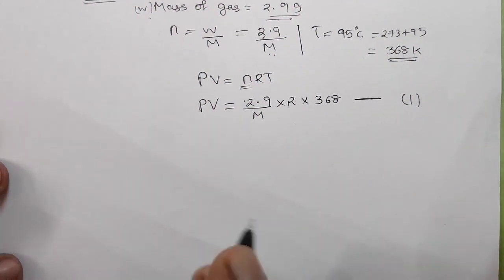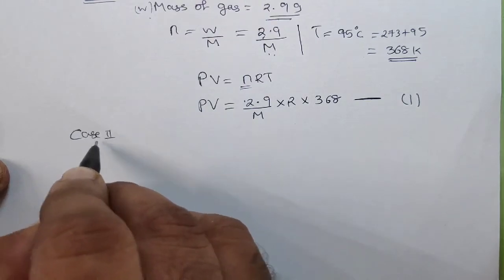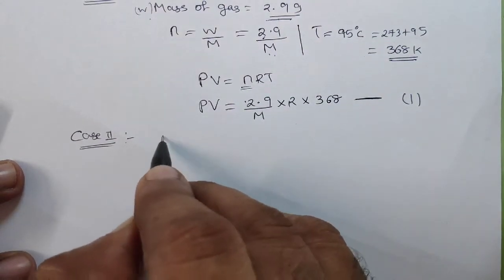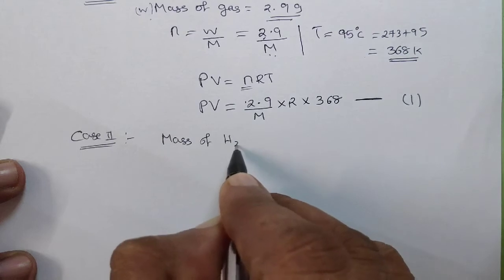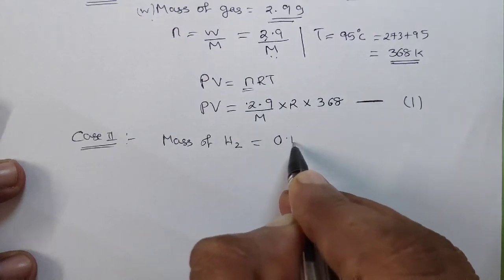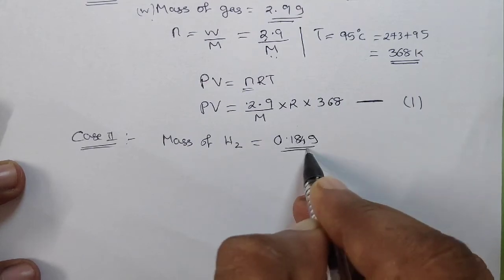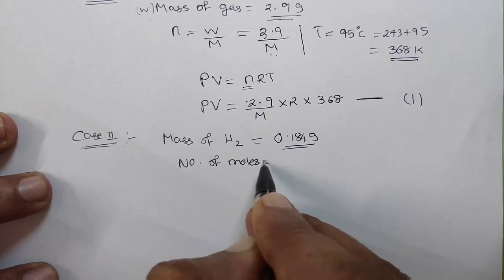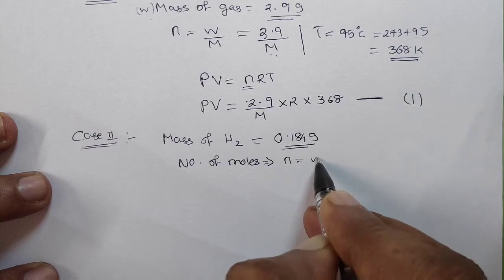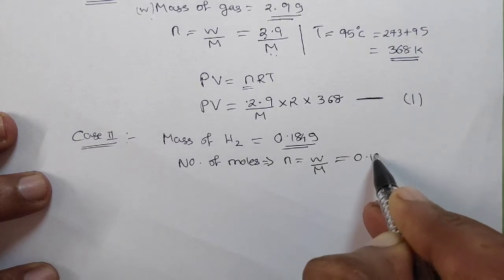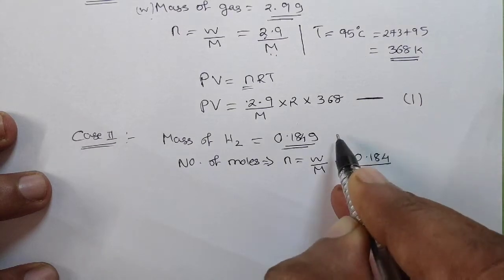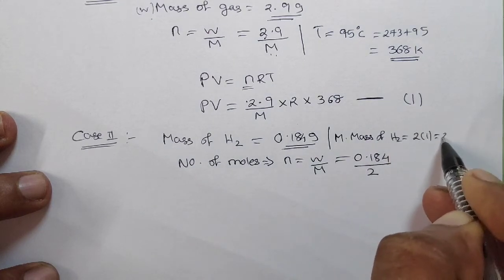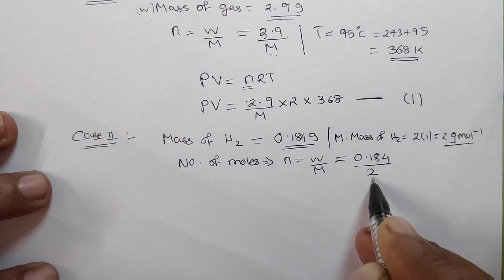This I will give as equation 1. Right? Now the second, case 2. When we talk about case 2, here what we remember: same volume, same pressure. So for case 2, mass of H2, hydrogen, was given as 0.184 grams. So if you see, number of moles n is equal to W by M, so 0.184 divided by 2. Why? Because molar mass of hydrogen is equal to 2 into 1, which is equal to 2 gram mole inverse. So this way I have written here 2.